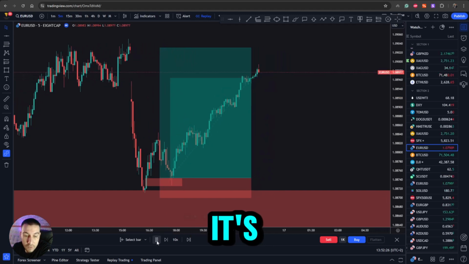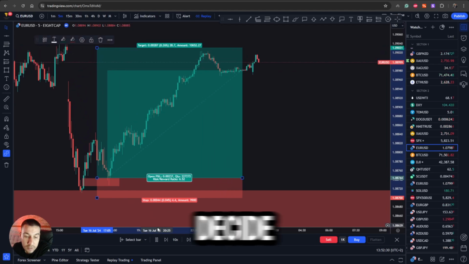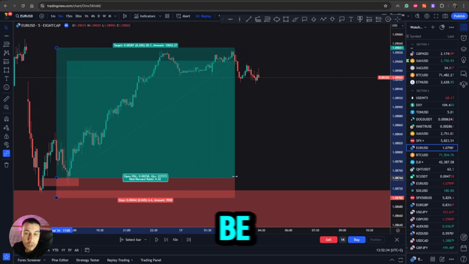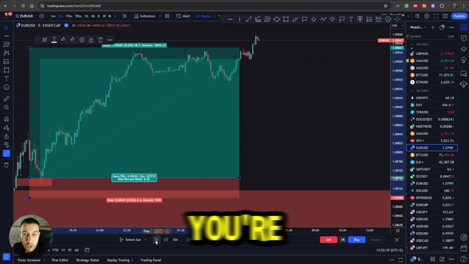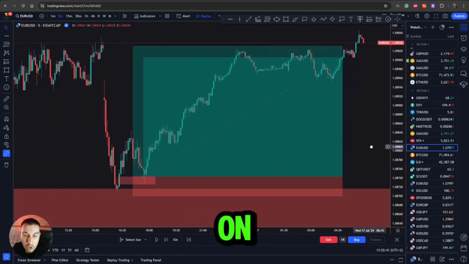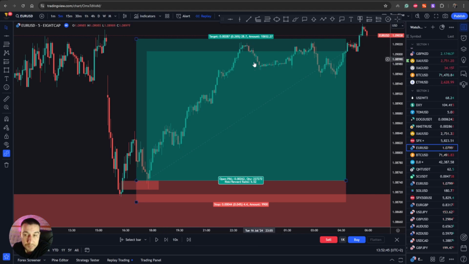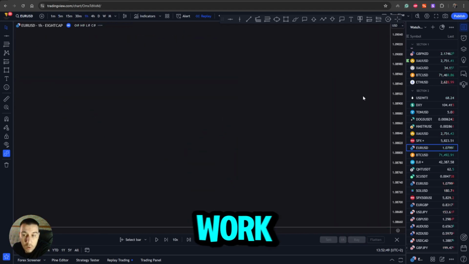But again, it's very important. I'm only giving you the basics of the strategy. Now you have to decide on which pairs you're going to be looking for fair value gaps. What is going to be your risk tolerance, or basically your risk management with those trades, when you're going to move your stop loss to break even and so on. If you're going to be taking partials throughout this whole period, that's all up to you. But those fair value gaps, they work pretty well.